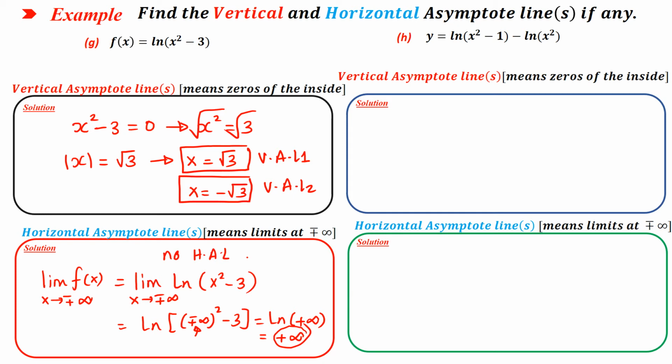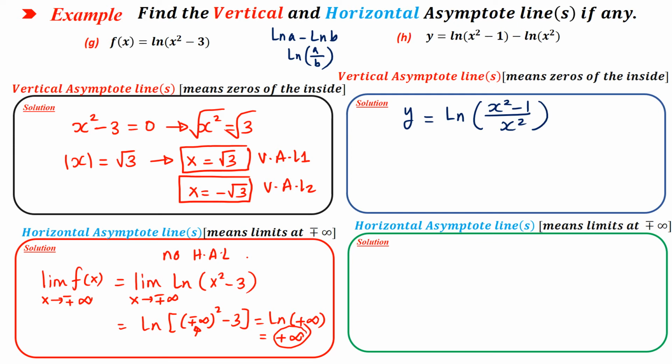Now in part H we have the function ln of x squared minus 1 minus ln x squared, and as you know, you can simplify by using the quotient rule of logarithms. So when we have ln a minus ln b, we can write it as ln a over b. So we can write this function as y equals ln of x squared minus 1 divided by x squared.